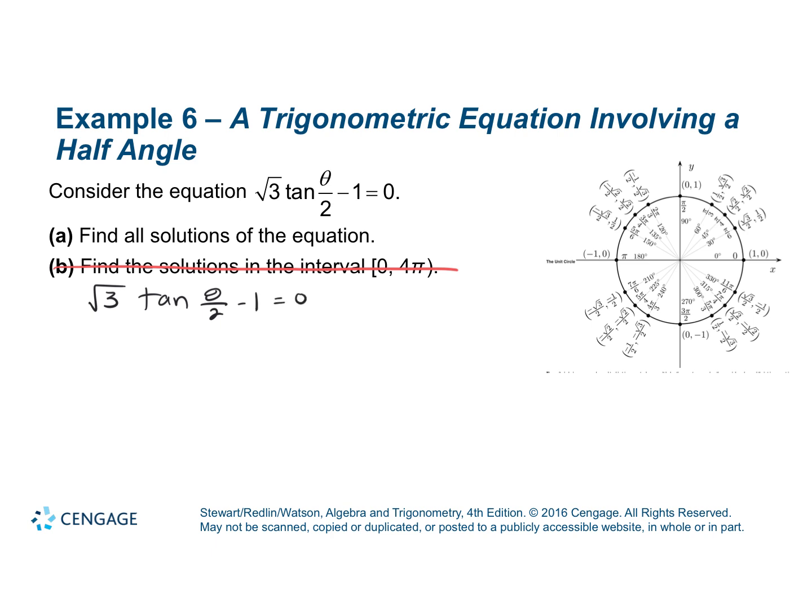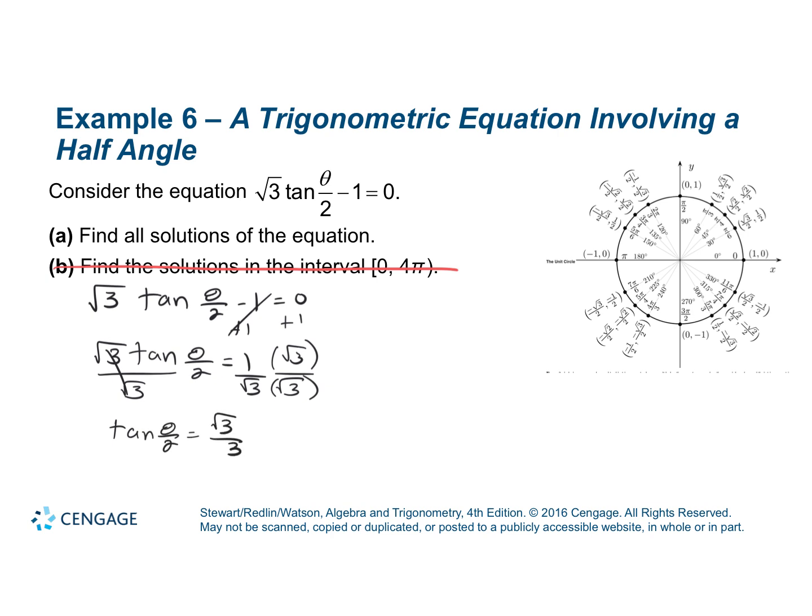Now I'm going to go ahead and do just like the other problem, solve for tangent. So I'm going to add 1. We're going to get root 3 tangent theta over 2 is equal to positive 1. I'm going to go ahead and divide by root 3. But remember, we're going to have to rationalize this. So I'm going to do root 3 on the top and then times root 3 on the bottom. We're going to get tangent theta over 2 is equal to root 3 over 3.